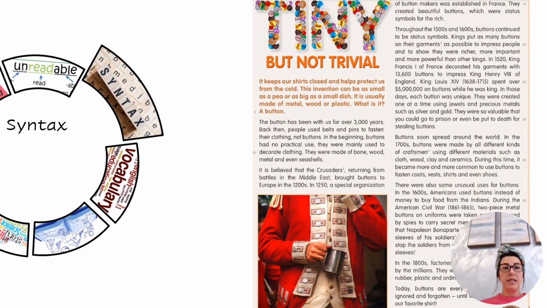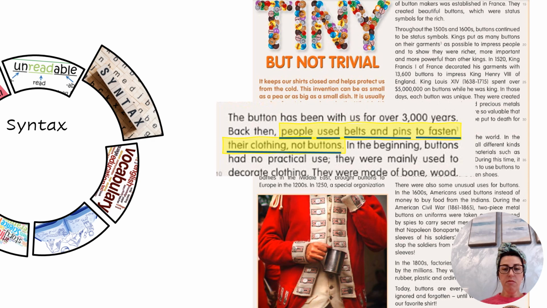The next thing is syntax. Syntax deals with the rules of the structure of sentences in a language. It focuses on how words are organized and combined into meaningful phrases and sentences. So, for example, in this sentence, we have: people used belts and pins to fasten their clothing, not buttons.